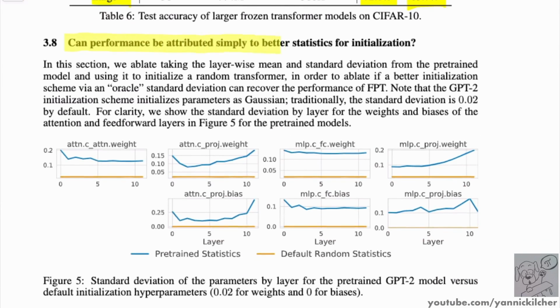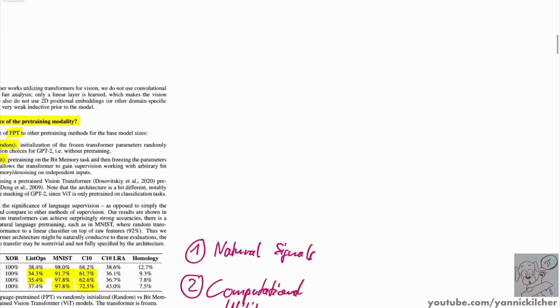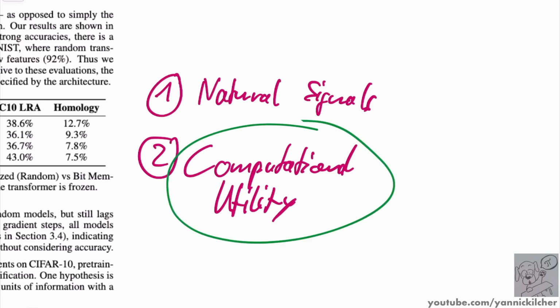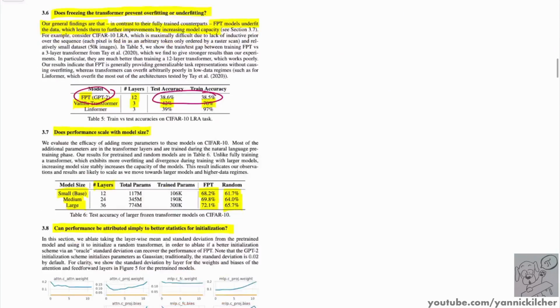Can performance be attributed simply to better statistics for initializations? Here they're going to make the point that there is something about language model pre-training that actually makes the transformer conducive to all these tasks. And you can't just reach that by better initialization, which is more point 1 from here than point 2, because point 2 you could just reach by initializing in a better way. We could characterize these computational primitives and build them in from the start, whereas natural signals, we can't characterize them. Otherwise, we wouldn't need machine learning.